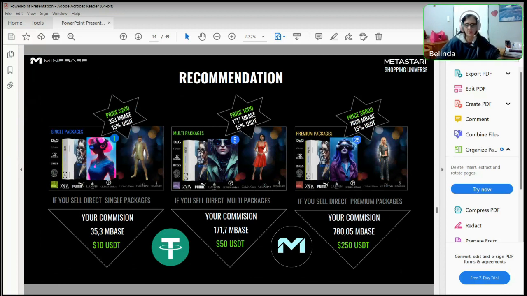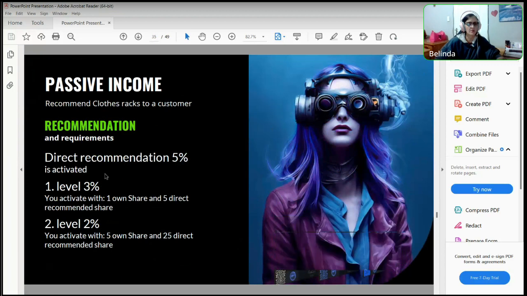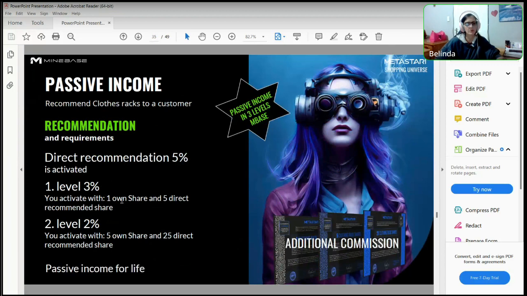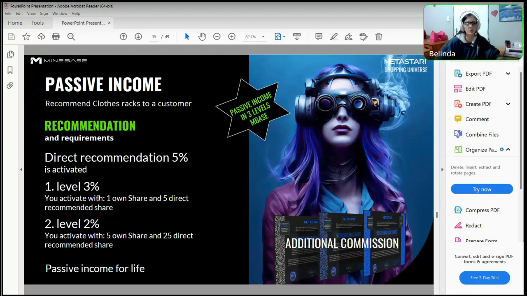Okay, and then obviously you get 250 USDT and 780 Minebase tokens if somebody buys the $5,000 package. Well, share 25 shells. I wouldn't really call them packages. Okay, so there is a 2-level, 3-level deep commission that you will get on their returns, not from when the person buys it.